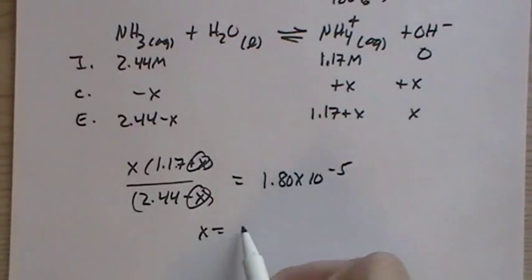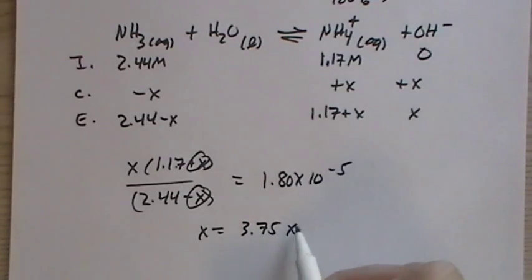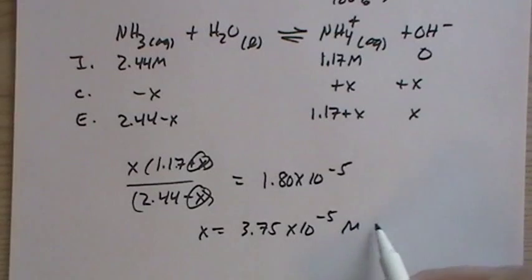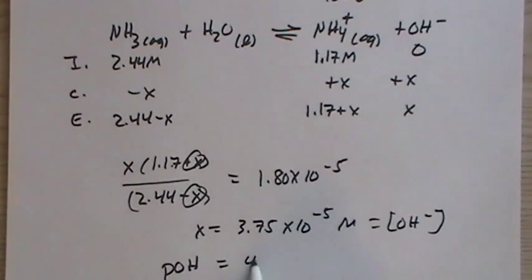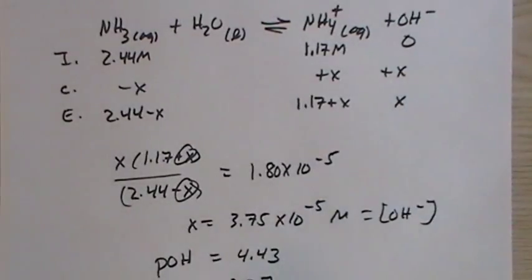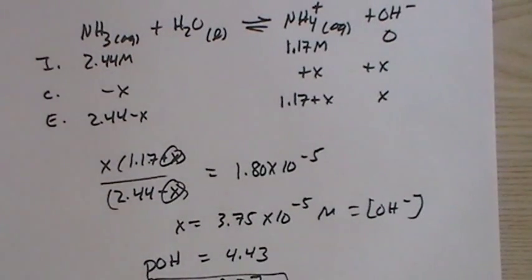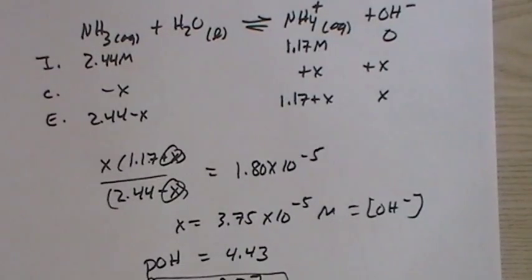And x is equal to 3.75 times 10 to the minus 5 molar, and that's the concentration of OH minus. I'm looking for the pH, so the pOH is 4.43, and so the pH is equal to 9.57. It's a base, it produced OH minus, the pH should be greater than 7. That does make sense. I'm going to double check. Looks good. Yep, there we go.